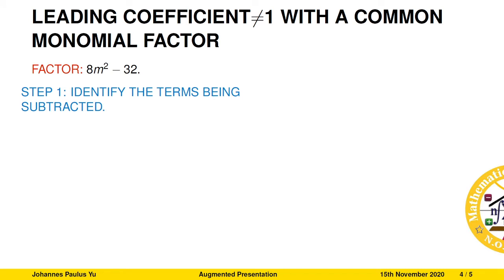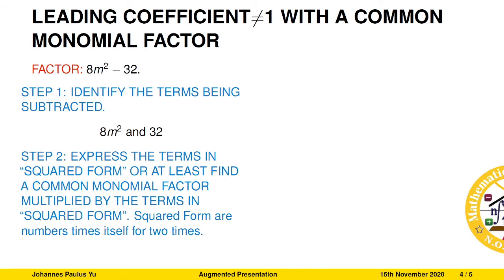So, first, identify the terms being subtracted. Obviously, the answer is 8m squared and 32. Next, express the terms in squared form or at least find a common monomial factor multiplied by the terms in squared form. And reminder, squared form are numbers times itself two times. So, dinhi sa step 2 ang twist, kay naay giingon diri nga at least find a common monomial factor. So mao gid kini ang angay nato buhaton.